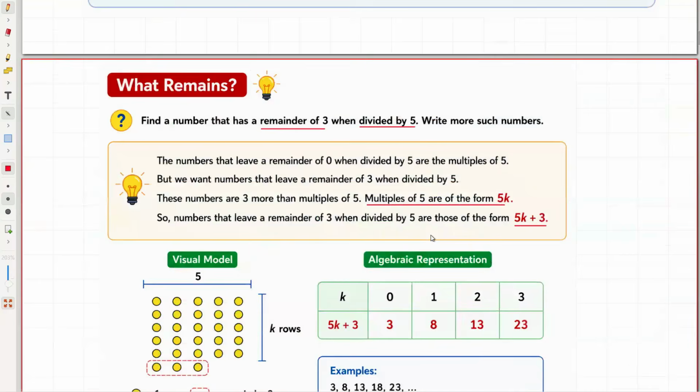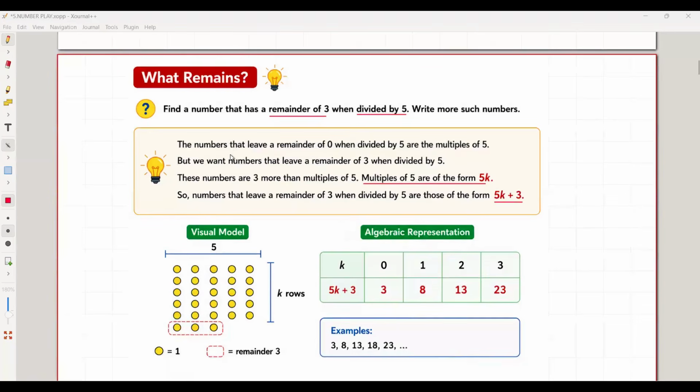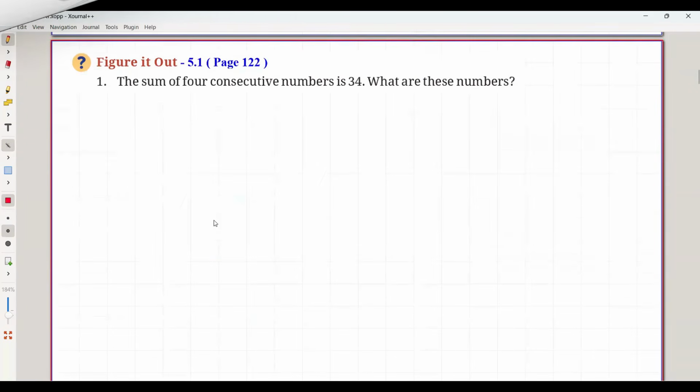Next one is remainders. Find the number that has a remainder of 3 when divided by 5. Remainder 3 when divided by 5 means the number is a multiple of 5, that is 5k, and the remainder is given as 3, so 5k plus 3. When a question is given like that, a number divided by some other number leaving a remainder, you just take the remainder as extra: here 3 extra, and divided by 5 means 5k. So figure it out. Exercise 5.1 is given on page number 122.